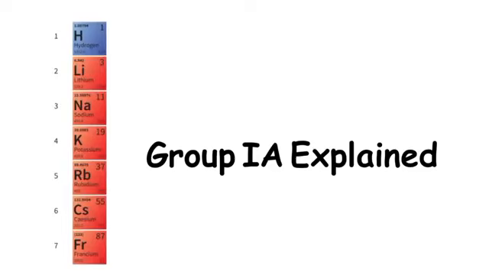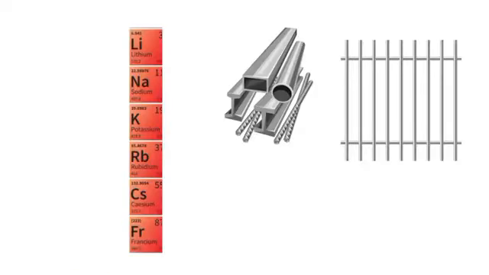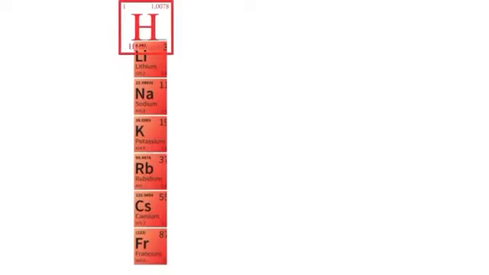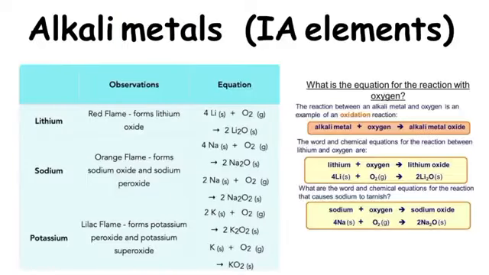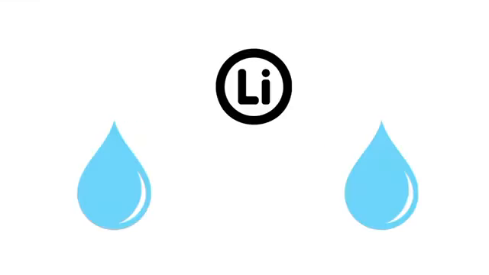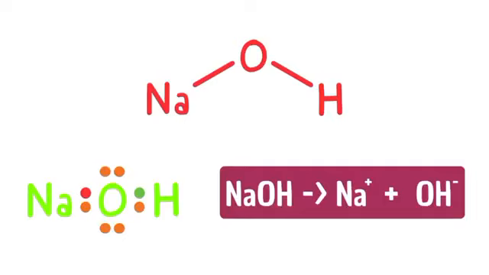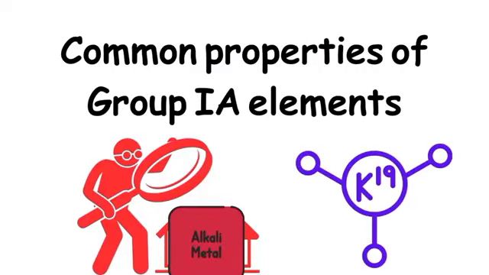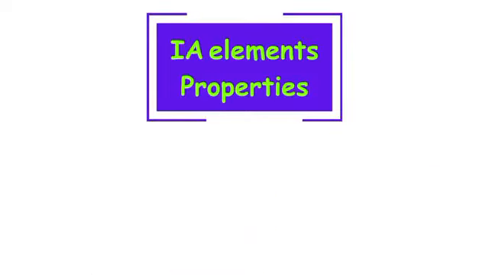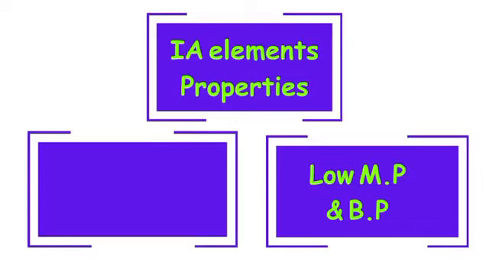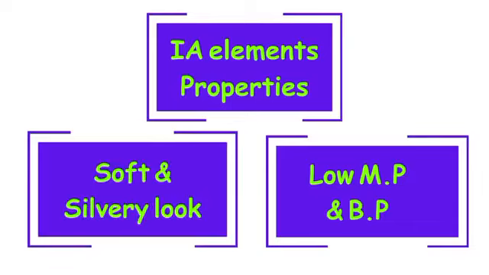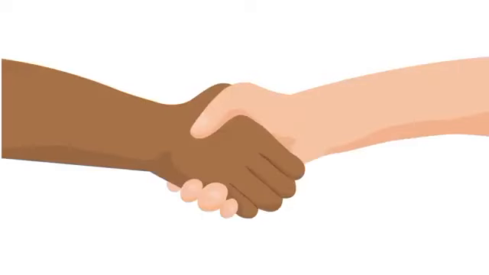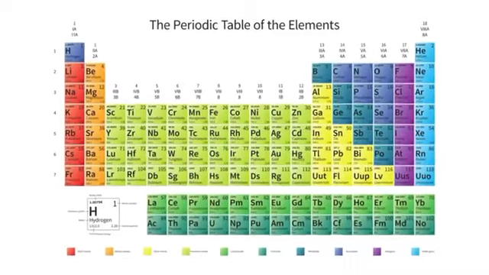Group first A, they contain one valence electron. All are metals except hydrogen, which is non-metal. First A elements are called alkali metals. Alkali term is associated with those elements which form strong basic solution with water. Some common properties of first A elements include low melting and boiling point. They are soft and have silvery white look and also known as most reactive elements in periodic table.